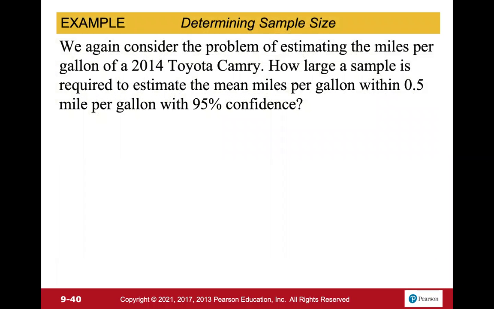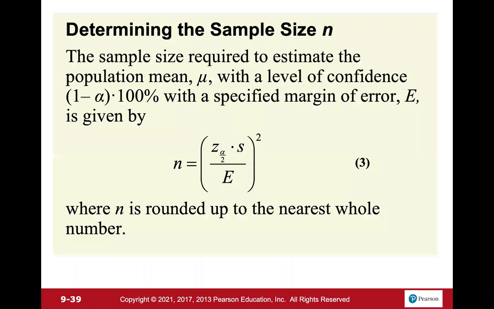So we again consider the problem of estimating the miles per gallon of a 2014 Toyota Camry. How large a sample size is required to estimate the mean miles per gallon within 0.5 miles per gallon with a 95% confidence level? All right, so again, we need n equal to z sub alpha over 2 times s over E, squared.